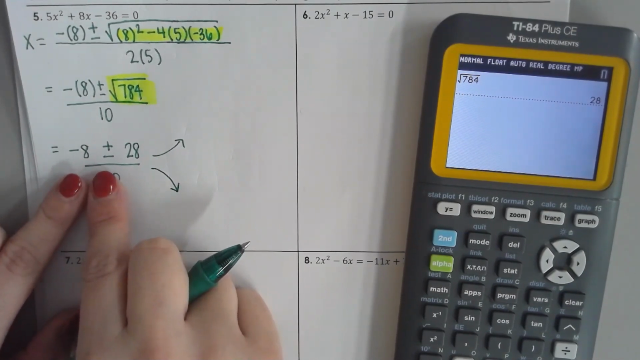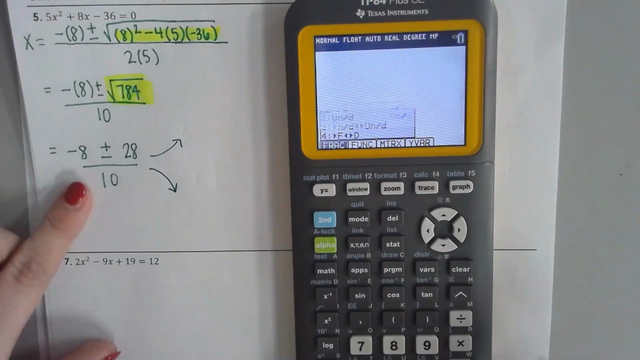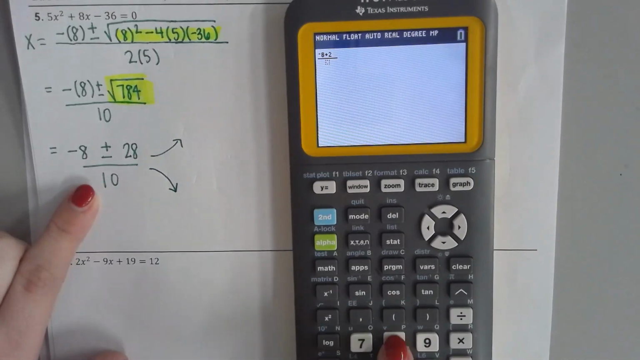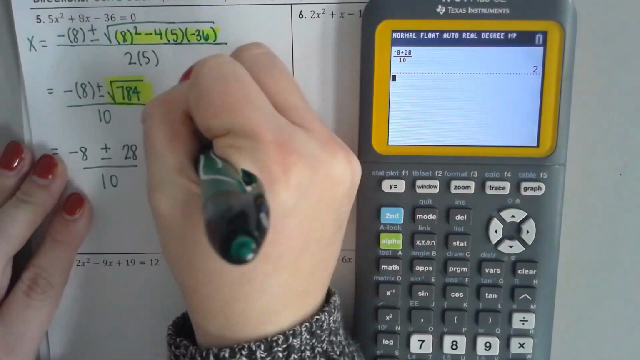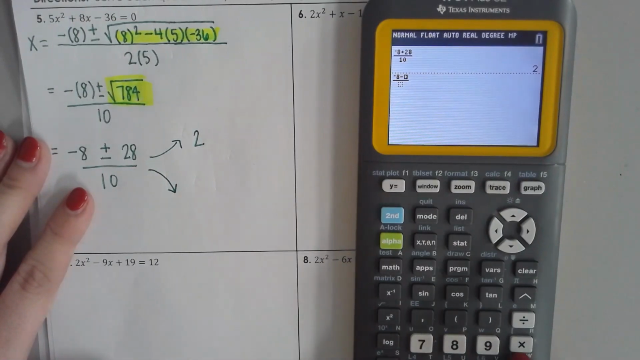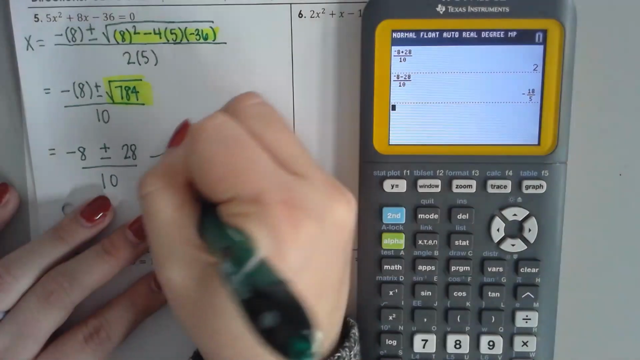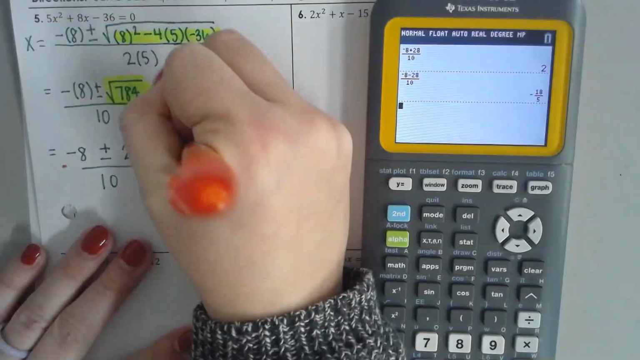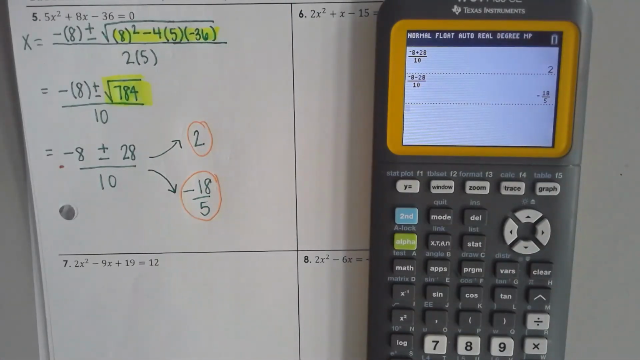There is no plus or minus in your calculator. So I'm going to go to alpha y equals negative 8 plus 28 over 10. And I get 2. And then negative 8, minus 28 over 10. And these are your x-intercepts. There's no setting anything equal to 0 or anything like that.